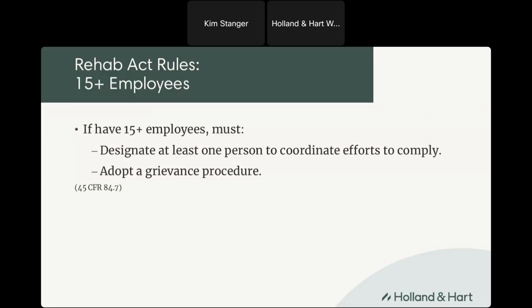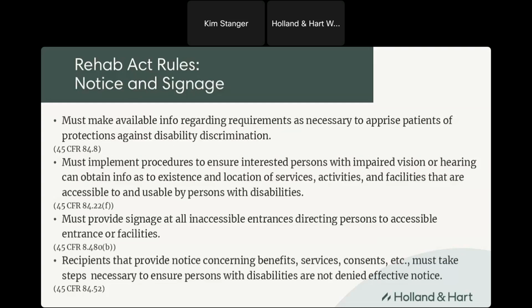All right, let's talk about some of the specific requirements. Under the new rules, if you have 15 or more employees, then you have to designate at least one person to coordinate the efforts to comply with the new Rehab Act rules. So you have your 1557 coordinator under the 1557 rules, and you'd also have your Rehab Act coordinator. It can be the same person, could be your compliance officer, but you've got to designate the person who's in charge of ensuring that you comply. In addition, you're going to have to adopt a grievance procedure for those persons who feel aggrieved because of your violations of the Rehab Act. That only applies if you have 15 or more employees.